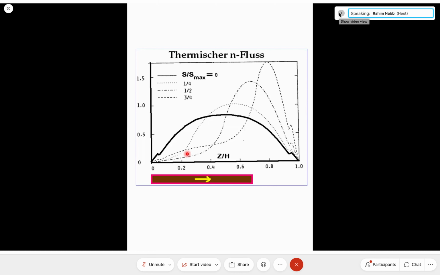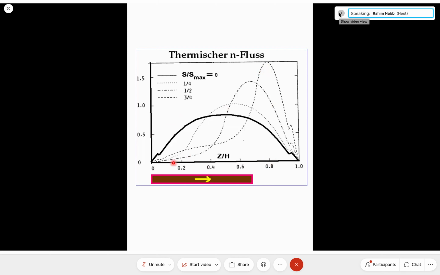And if the shutdown system or the absorber system is mainly inserted inside the reactor, the neutron flux would be shifted. The maximum of the neutron flux would be shifted to the bottom, to the lower part of the reactor. You see here in this picture very clearly, for example, this dashed line has the maximum at 0.8. That means 80% of the whole length of the fuel element.